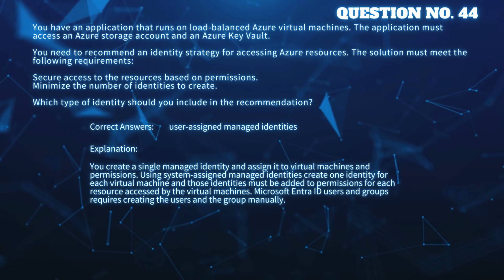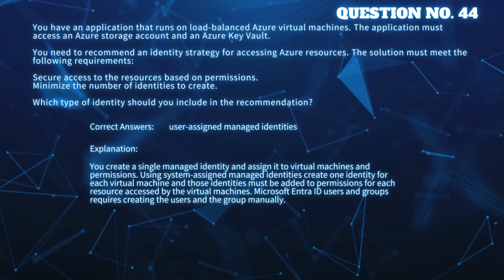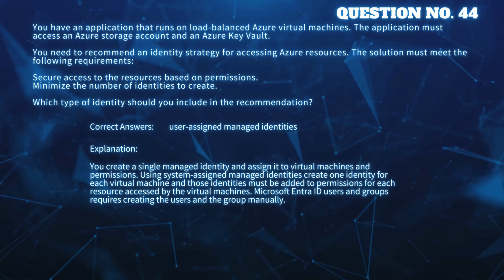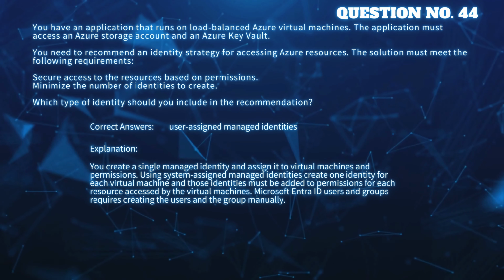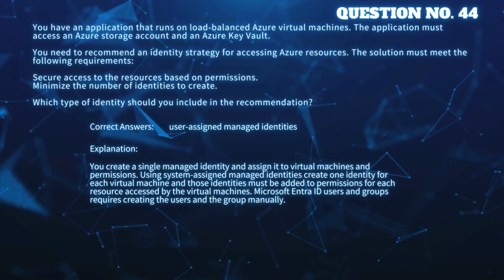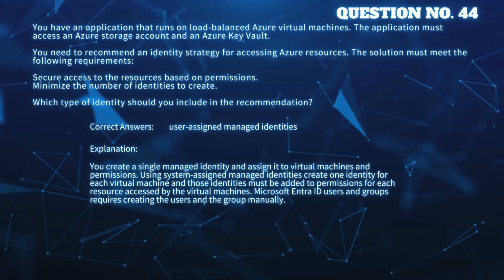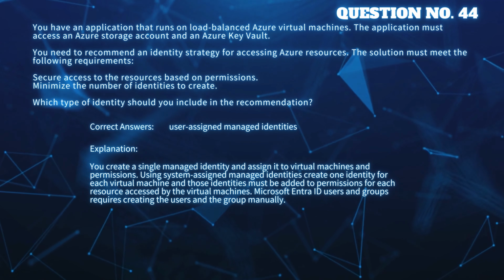Explanation: You create a single managed identity and assign it to virtual machines and permissions. Using system-assigned managed identities, you create one identity for each virtual machine, and those identities must be added to permissions for each resource accessed by the virtual machines. Microsoft Entra ID users and groups require creating the users and the group manually.